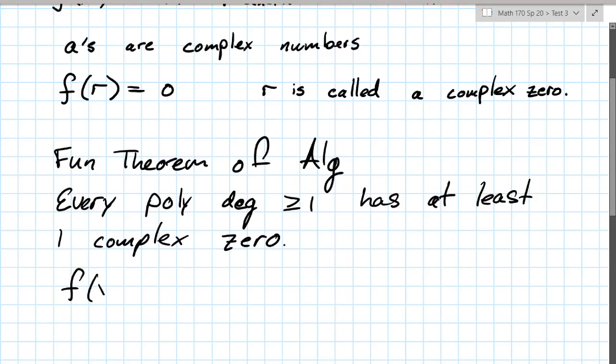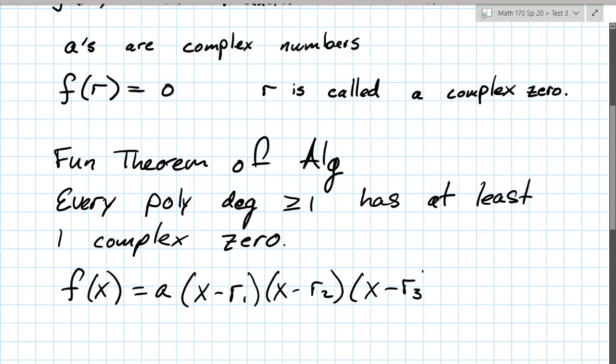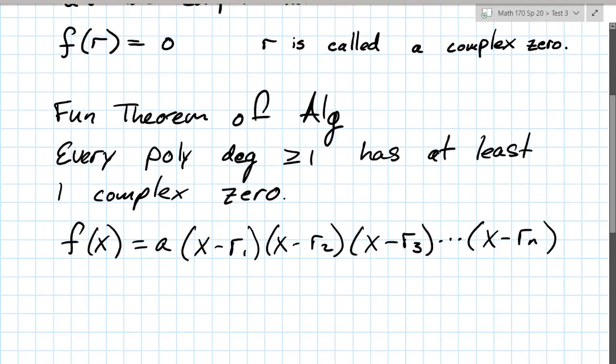So what we're saying is that we can rewrite our polynomial as a bunch of x minus r's, where each of these r's are the zeros of our polynomial. This is pretty much what we did in the last example. We tried to factor our polynomial into linear factors.